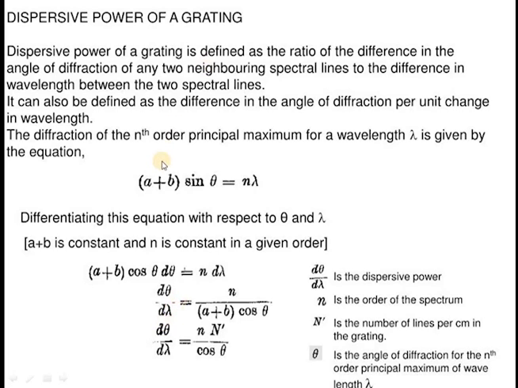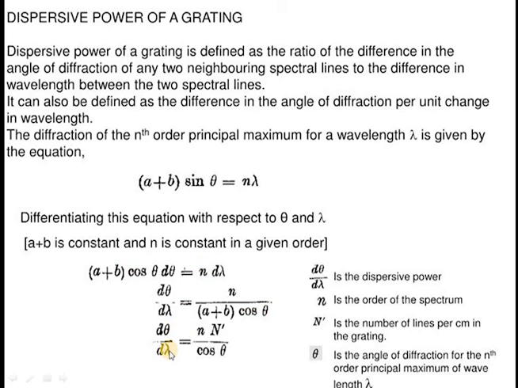So let's check how you get the equation for the dispersive power of a grating. Normally the grating law is a plus b sin theta is equal to n lambda. If I differentiate it, what I'll get? The differential of sin theta is cos theta d theta. Theta is changing, lambda is changing, so the differential of lambda is d lambda. From this I can calculate d theta by d lambda. It is n by a plus b cos theta.